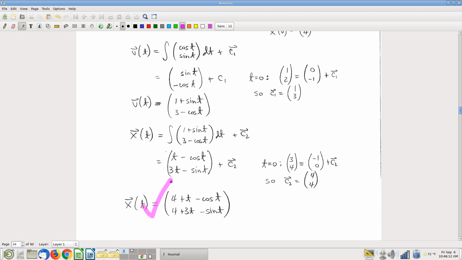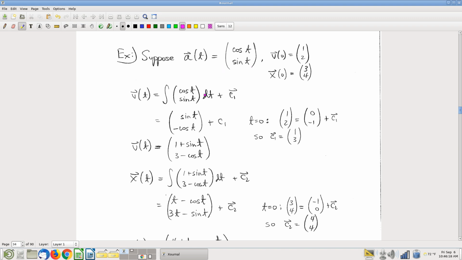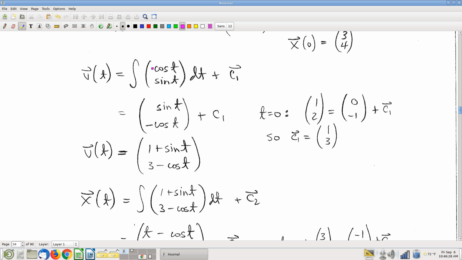I don't want to go through all the little algebraic details. All that algebra is basically familiar. I want to point to two things. One is you're taking antiderivatives of vector-valued functions. Those are done one component at a time, just like we talked about. The antiderivative of cosine is sine. The antiderivative of sine is negative cosine.